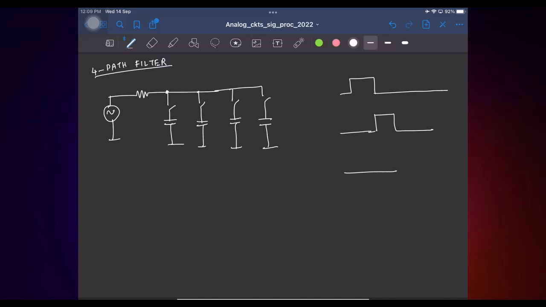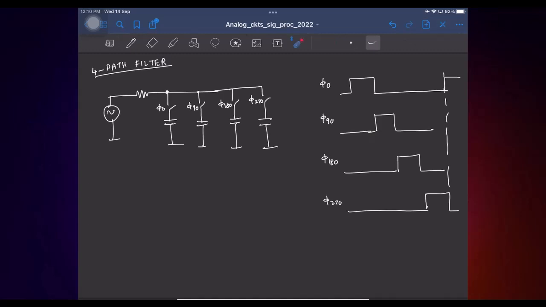Once this falls, this rises. Let us say this clock has a phase 0, so I'll call it phi-0. What is the phase shift of the second clock? How many degrees? 90, right? Ts by 4, so it's 90. So I'll denote it as phi-90. This is phi-180 and phi-270. I label them like this because now it becomes very obvious what the phase shift among the clocks is. So phi-0, phi-90, phi-180, and phi-270.